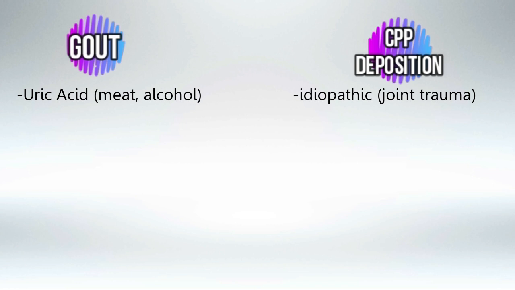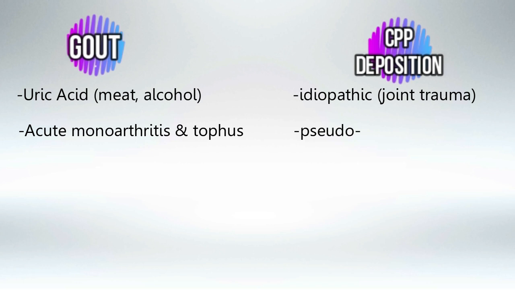Gout would usually present as acute monoarthritis, usually one of the knees, plus tophus on top of the inflamed joint. Tophus is basically a nodule on top of the inflamed joint. Calcium pyrophosphate deposition disease has two phases when it comes to presentation. It's either acute or chronic. If it was acute, it will be called pseudo-gout, and if it was chronic, it will be called pseudo-osteoarthritis.